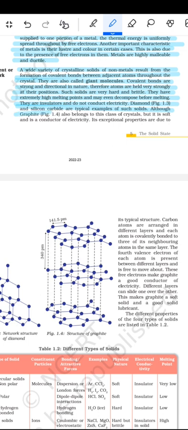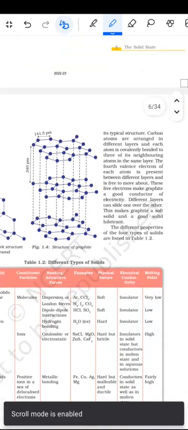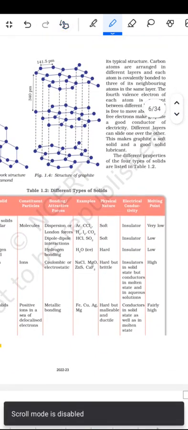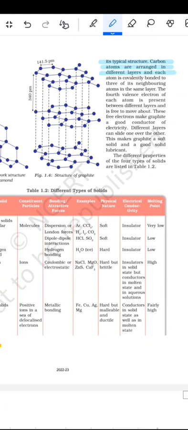Although graphite also belongs to this class of crystal, it is soft and a conductor of electricity. Its exceptional properties are due to its typical structure. Carbon atoms are arranged in different layers and each atom is covalently bonded to three of its neighboring atoms in the same layer. The fourth valence electron of each atom is present between the different layers and is free to move about. These free electrons make the graphite a good conductor of electricity.